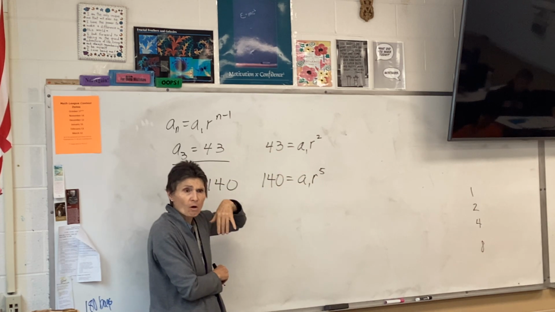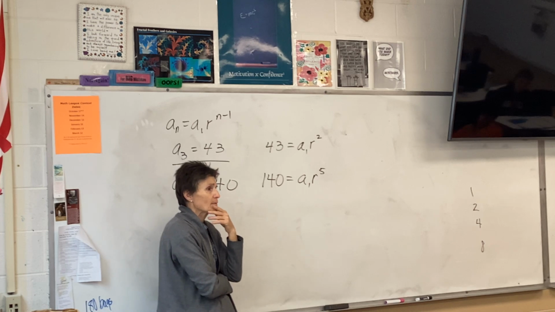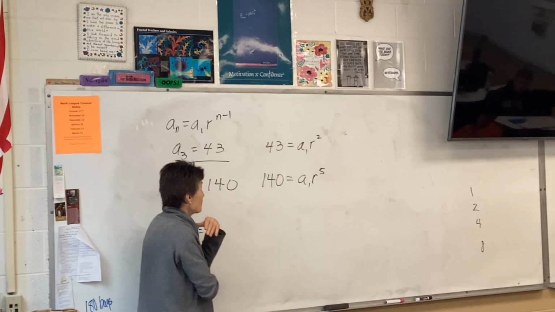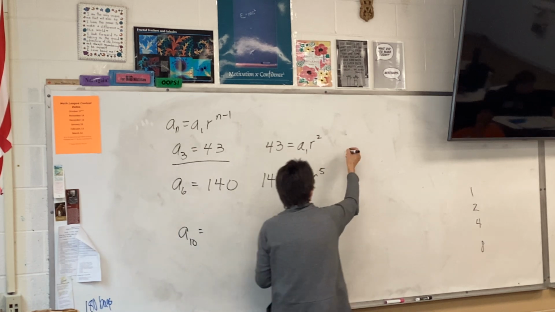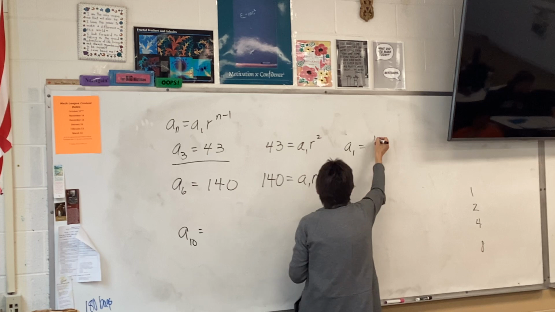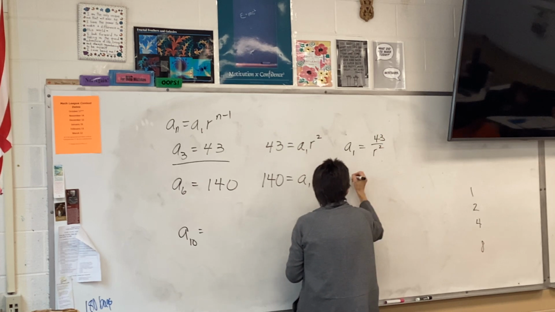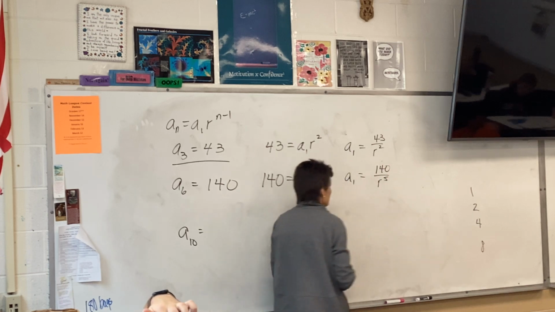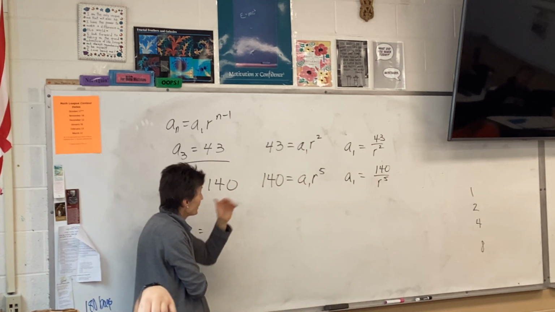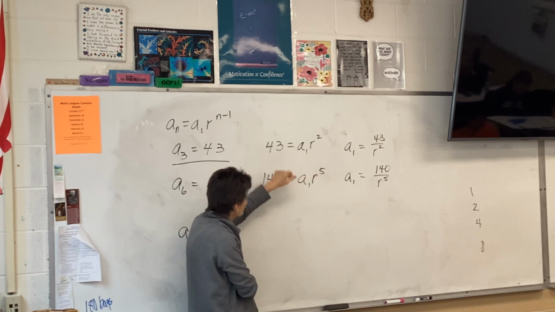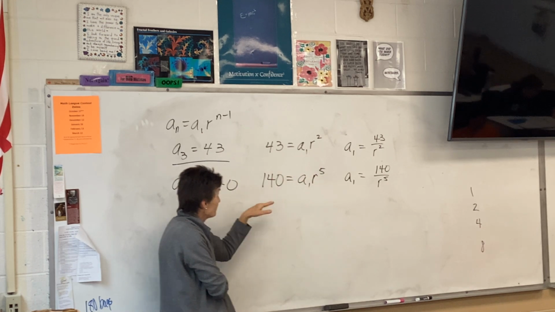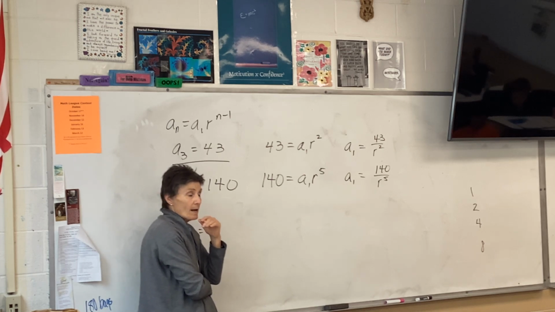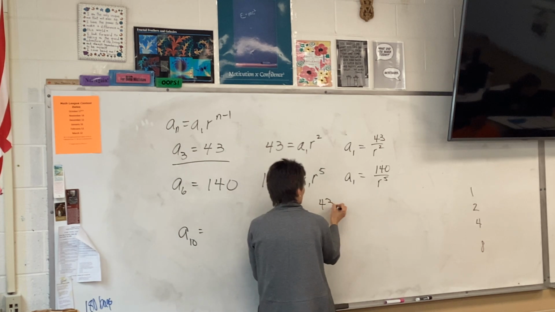And how do I solve systems of equations? Either substitute or eliminate. I think I'm going to solve for a sub 1. So let me know if that makes sense to you. I took this equation and divided by r squared, and this one and divided by r to the 5th. Does that seem okay? And then I can set them equal to each other.